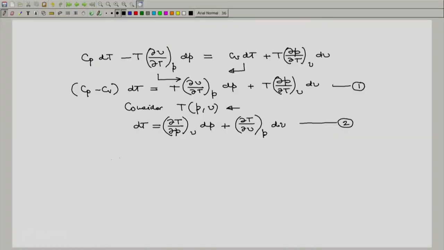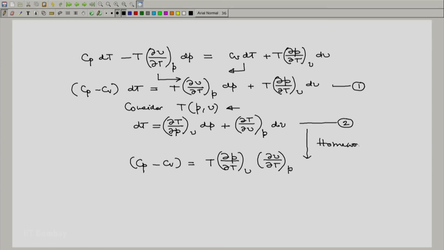And then the coefficients have to be 0 because dP and dV are differentials of two independent variables P and V, and from that it is just one more step of calculus to obtain this relation, which is Cp minus Cv equal to T partial of P with respect to T at constant V into partial of V with respect to T at constant P. Okay. So, the intermediate steps I will leave it to you as homework.